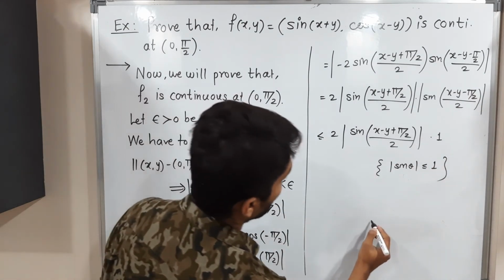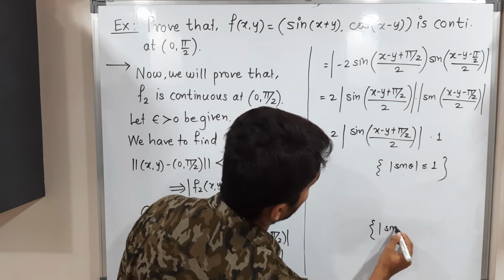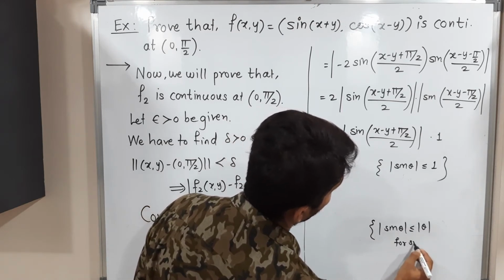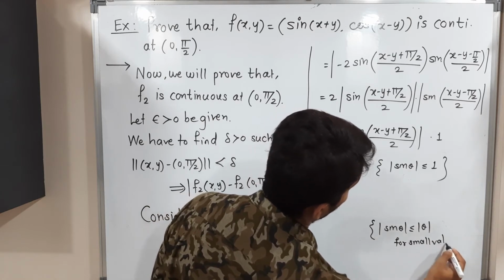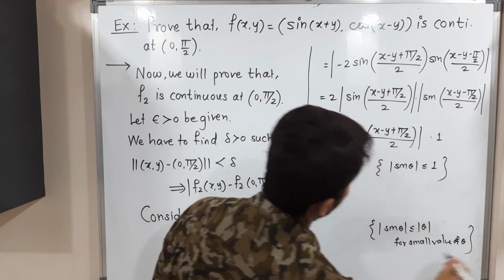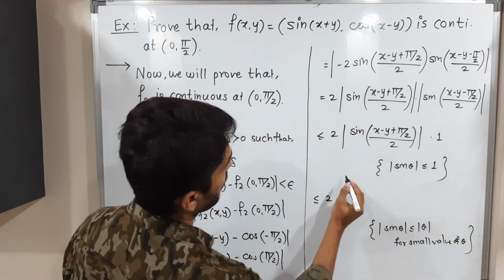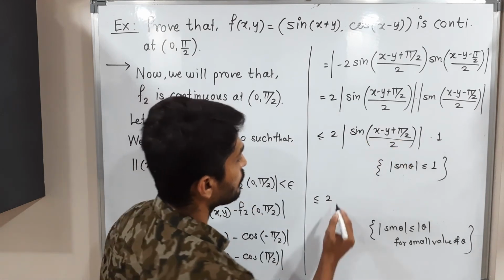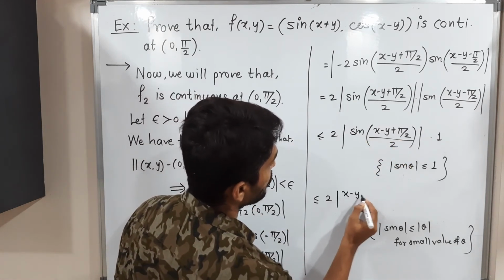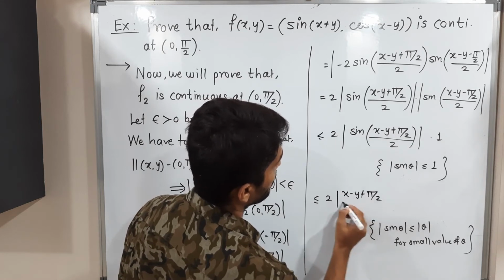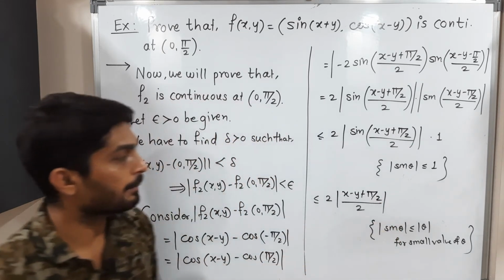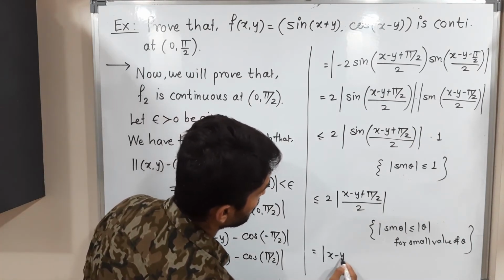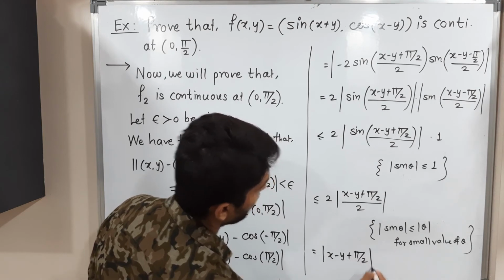So now I am going to use that second formula, that is mod sine theta is less than or equal to mod theta for small value of theta. So this is less than or equal to 2 times mod sine of this, this is our theta, so this is less than or equal to mod theta. That means mod (x minus y plus pi by 2) divided by 2. 2 will get cancelled, and we will have this is equal to mod x minus y plus pi by 2.